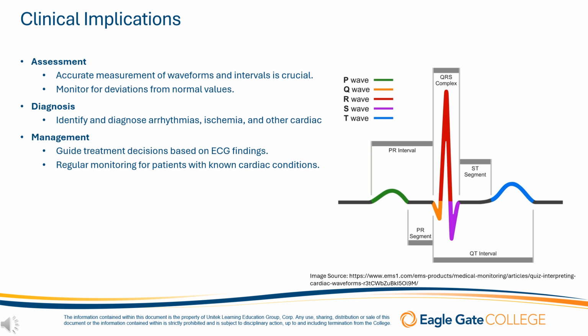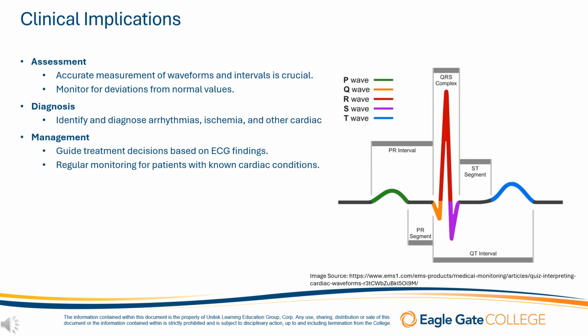Regular intervals and waveforms indicate normal cardiac function. Deviations from normal values can signal underlying issues. Remember, a prolonged PR interval greater than 0.2 seconds might indicate first-degree heart block, while a QRS duration longer than 0.12 seconds might suggest bundle branch block or ventricular hypertrophy. Identifying and diagnosing arrhythmias, ischemia, and other cardiac conditions relies heavily on interpreting the ECG waveforms correctly.